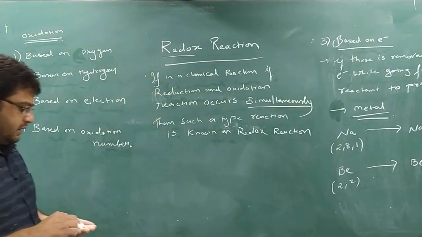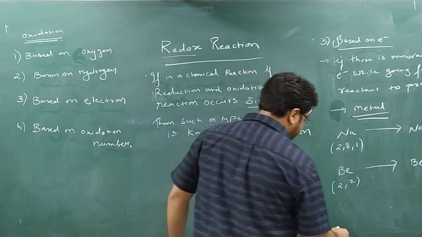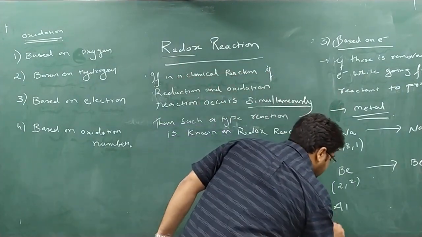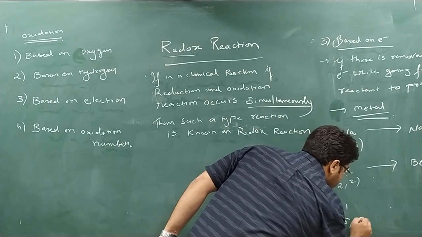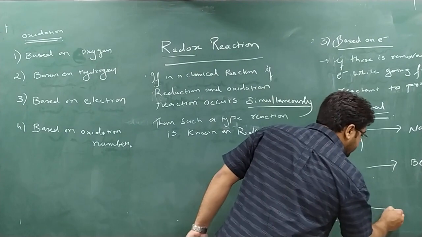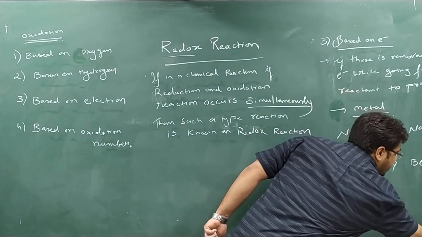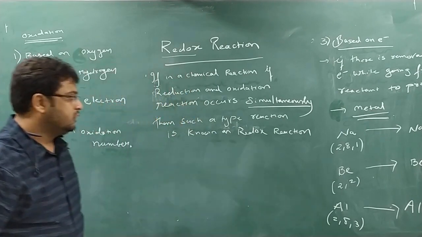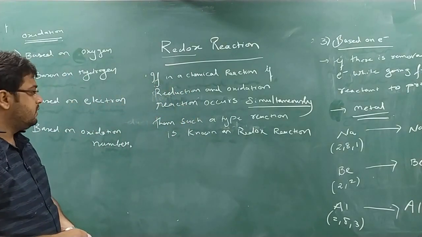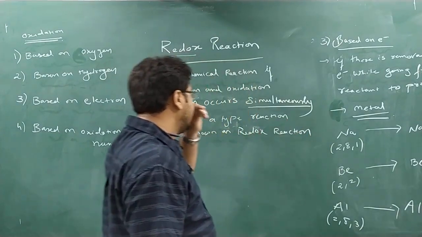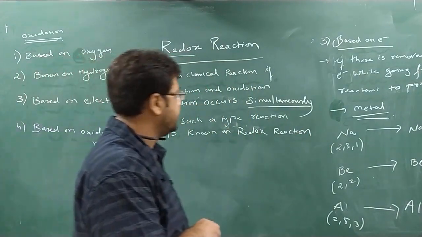Another example you can take of any metal. For example, you can take aluminum. Aluminum atomic number is 13. 13 means 2, 8, 3. So you can see the outermost electronic configuration is 3 electrons. So it will lose 3 electrons. So see that these are certain examples of the oxidation based on the electron. You can copy it.